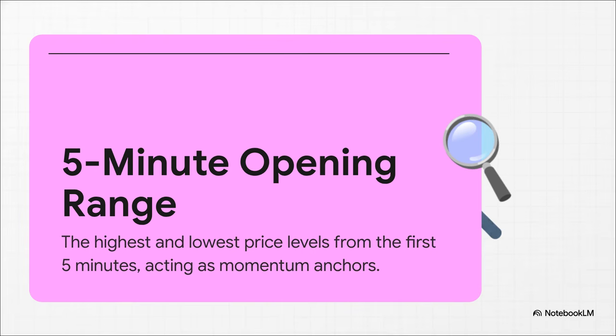But hold on, before we execute a single trade based on those quadrants, we absolutely have to define the 5-minute opening range. When the opening bell rings, you just wait for that first 5-minute candle to close. Mark the absolute high, mark the absolute low, boom. Those two lines are now your intraday momentum anchors. They tell us exactly how strong the buyers and sellers were right out of the gate.